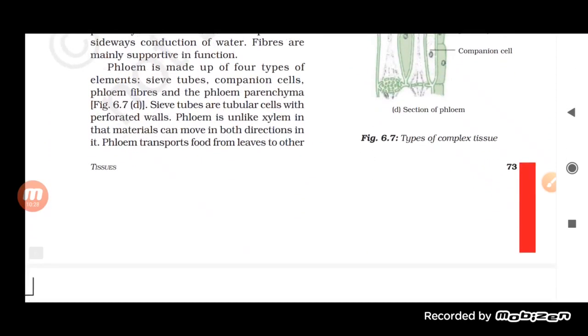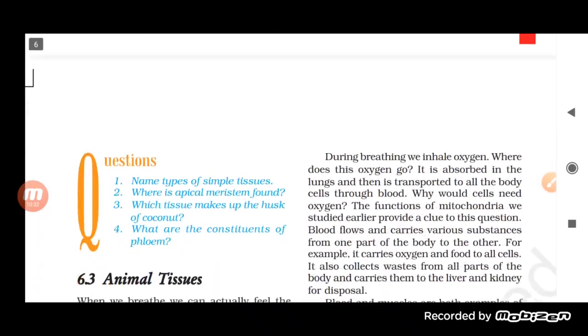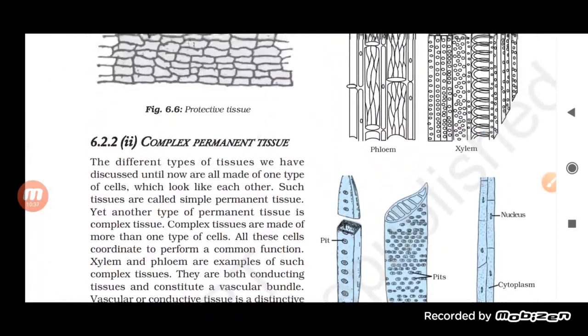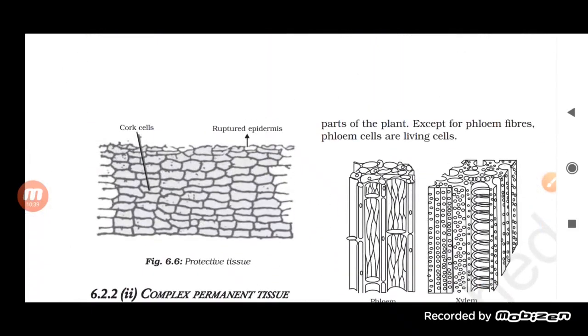Now, phloem is used to transport food from the leaves to the other parts. You know that the role of the phloem is to carry the food material from the leaves to the other parts of the plant, except for the phloem fiber. Now, what is the role of the phloem fiber? Phloem fibers are sclerenchymatous tissue.